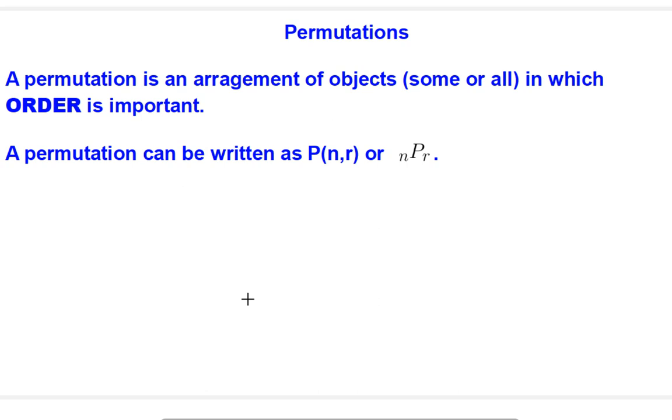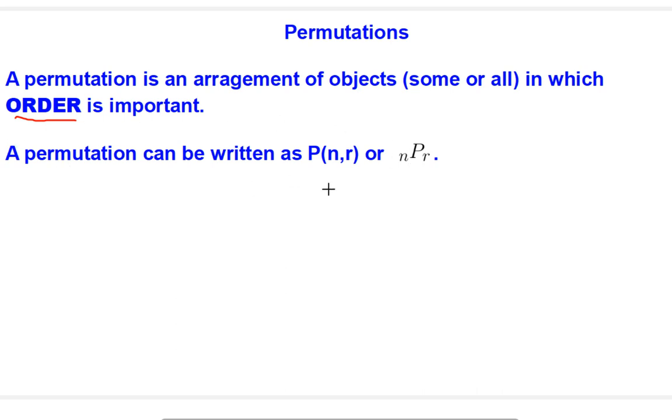Let's move on now and look at permutations. A permutation, by definition, is an arrangement of objects. You can take some of the objects or all of the objects in which order is important. The key word here is order. So when we talk about permutations, we're always talking about the order being important. This will matter in a couple of days once we start looking at combinations.